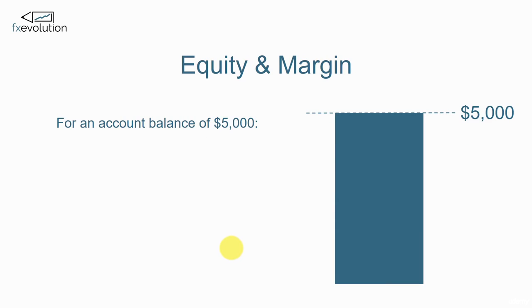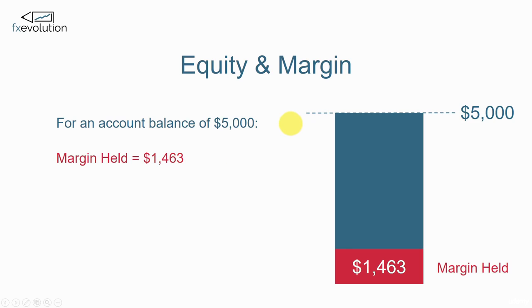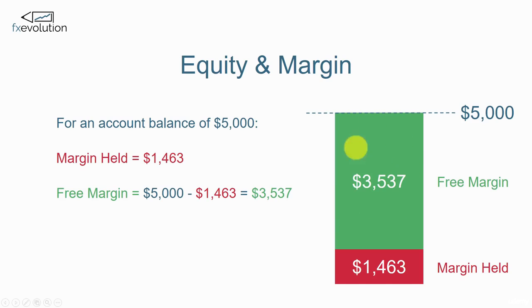So let's take a look at that in a $5,000 trading account, which is typical for a lot of people to open initially. If we were to buy one lot of Great British Pound, the margin held would be $1,463. The remaining amount in our account would become what's called free margin. Free margin can be calculated by taking the equity in the account and minusing the margin held, giving us a total free margin, in this case, of $3,537.